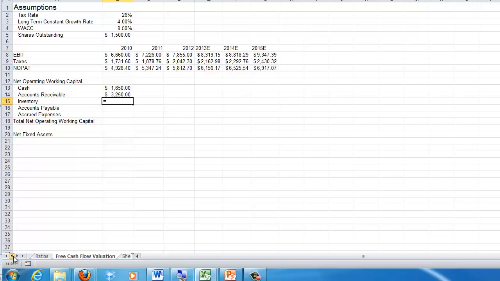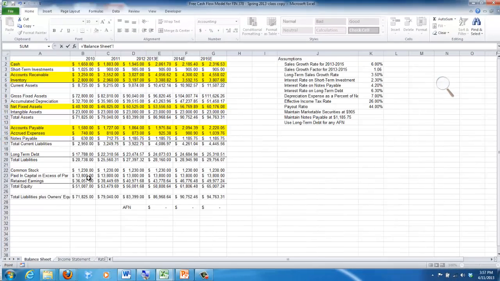Now mind you, in our projection lecture, what we did was already determine which ones were operating assets and which ones were not. Again, the operating assets were cash, accounts receivable, inventory, and net fixed assets. We don't include gross fixed assets or accumulated depreciation because the net fixed assets is just the net of those. Also in that lecture, I said that short-term investments and intangible assets were non-operating assets.